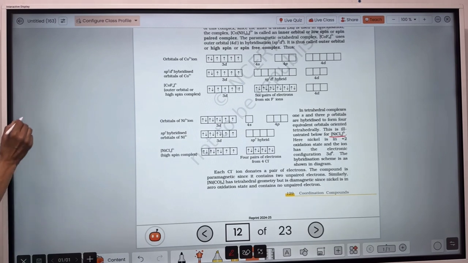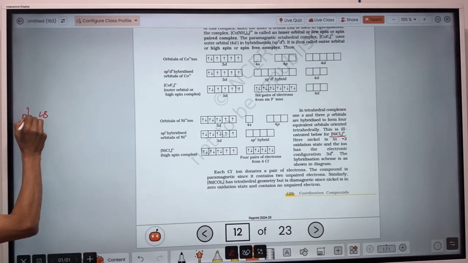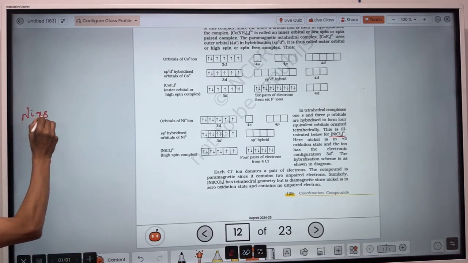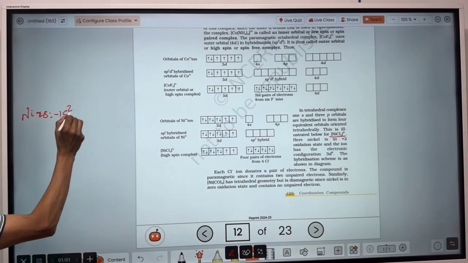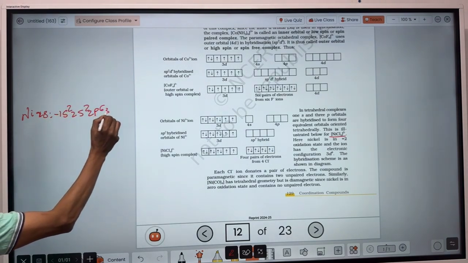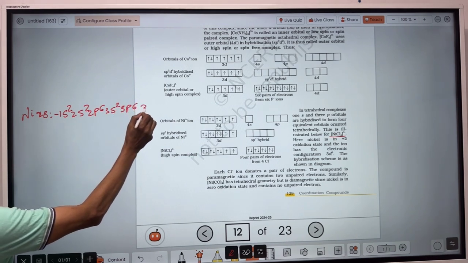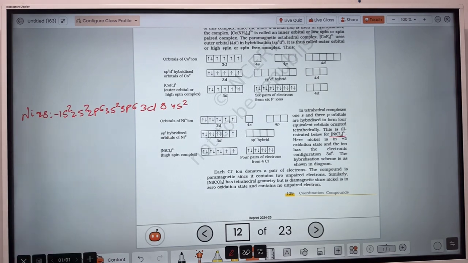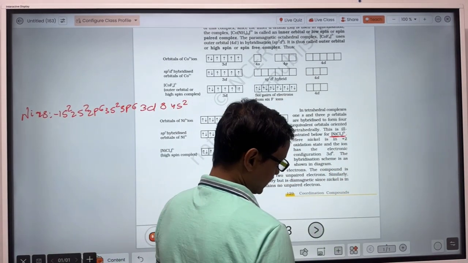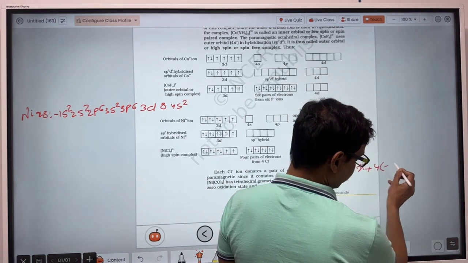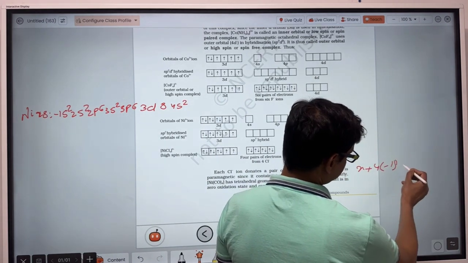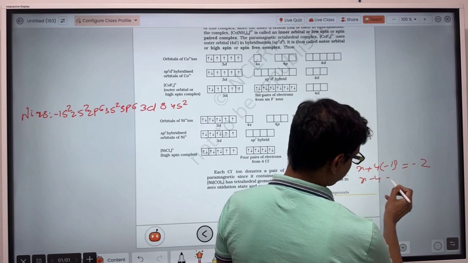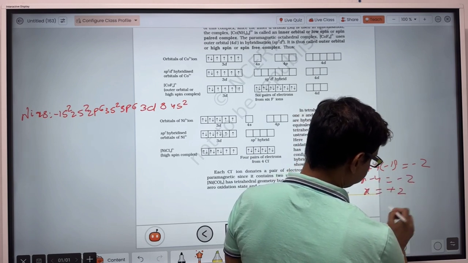So nickel firstly, atomic number 28. So electronic configuration will be... now watch out the oxidation number of nickel. Nickel, suppose X plus 4 chlorine and oxidation number of chlorine considered as -1, that equal to -2. So X minus 4 equal to -2. So X equal to +2.